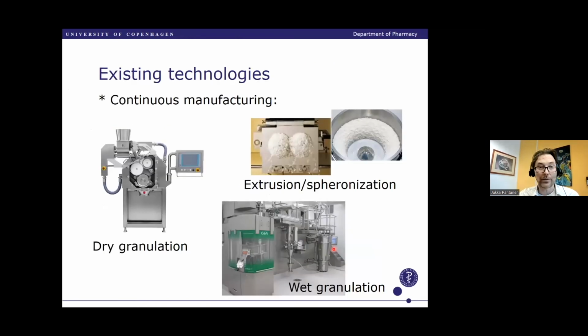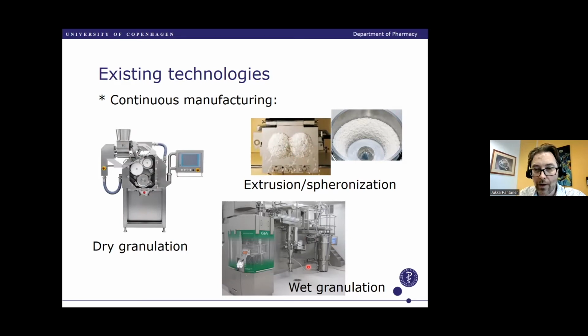And some parts of this are already continuous. If you think about, for example, processes like dry granulation, we are feeding in the dry powder, then compacting it between these rolls, and then grinding it here. So it looks very much like a continuous process. This is one example of continuous processes. Extrusion spheronization is another process that is by nature continuous. These extrusion processes can be handled continuously.